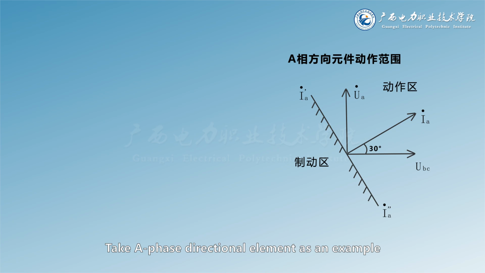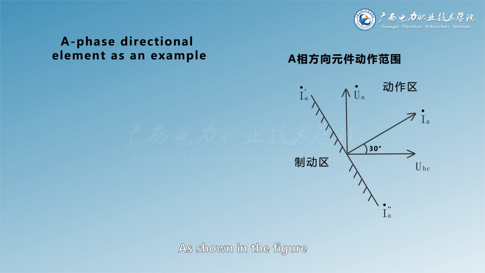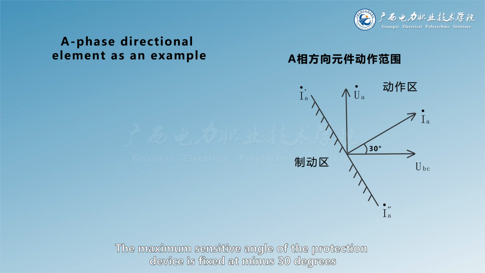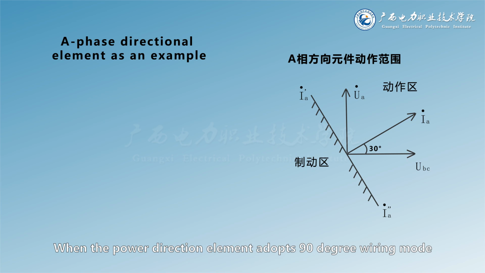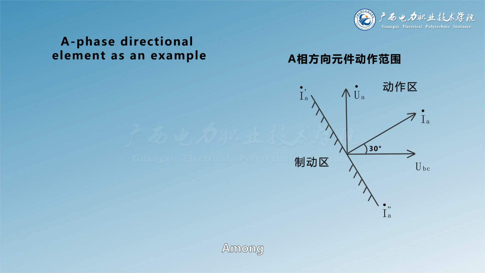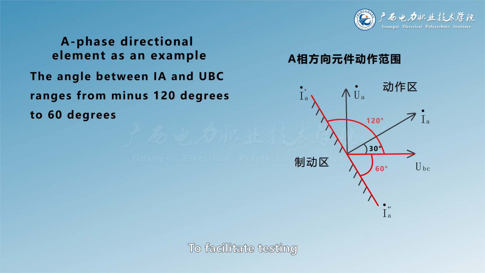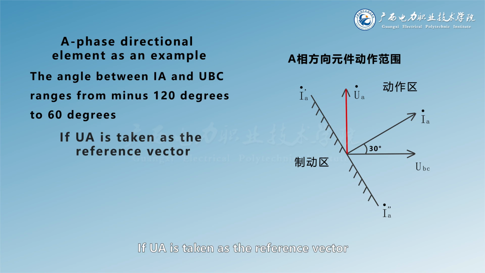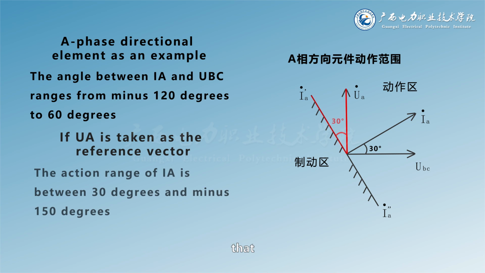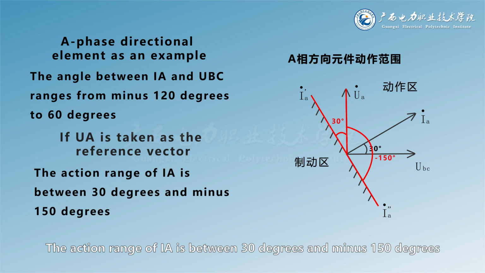Take the A phase directional element as an example. As shown in the figure, the maximum sensitive angle of the protection device is fixed at minus 30 degrees. When the power direction element adopts 90-degree wiring mode, the operating range of the A phase power direction element, among the angle between IA and UBC, ranges from minus 120 degrees to 60 degrees. To facilitate testing, if UA is taken as the reference vector, the action range of IA is between 30 degrees and minus 150 degrees.